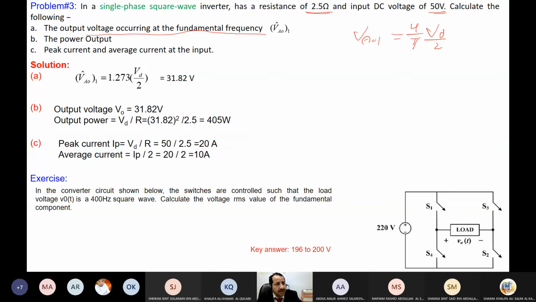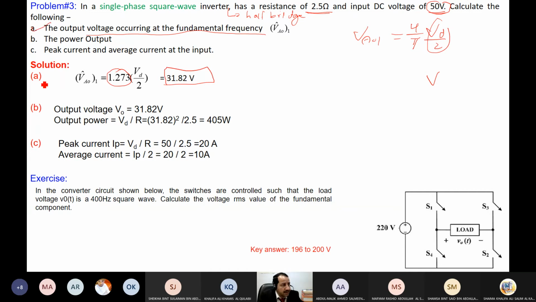By the way, he is supposed to tell me here that this is a half bridge. He didn't mention it, but I am supposed to write half bridge here. So you can use this formula. Otherwise, if it is a full bridge, only VD. As you can see here, 4 over pi is 1.273. VD is given in the question, which is 50. Then I divide, and this is the voltage.